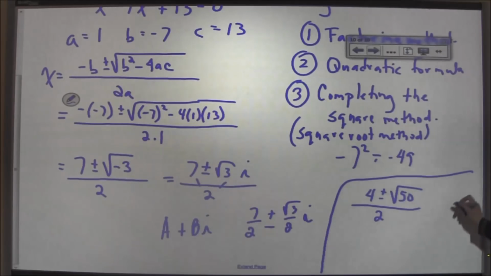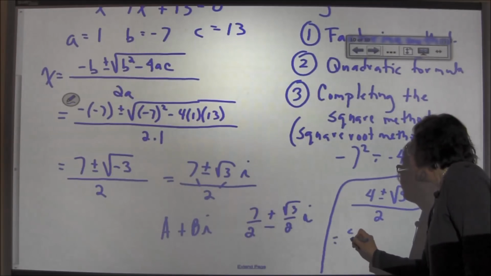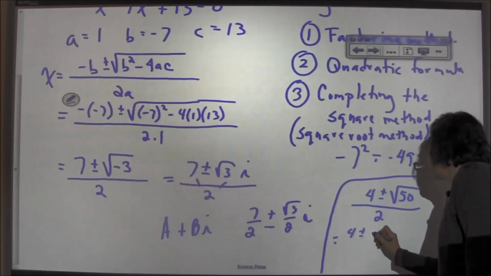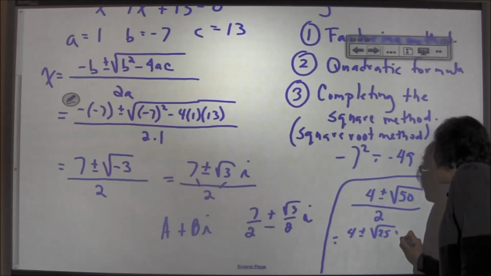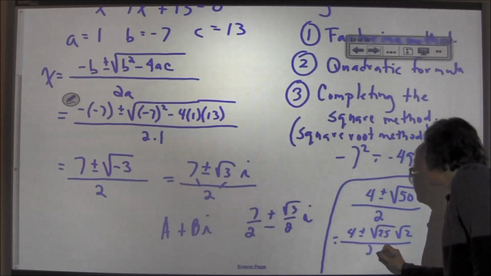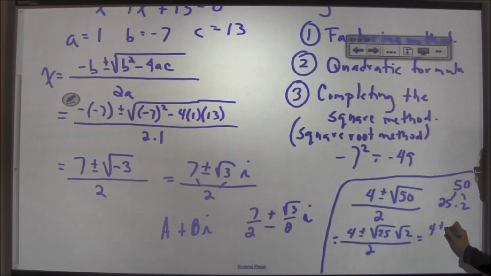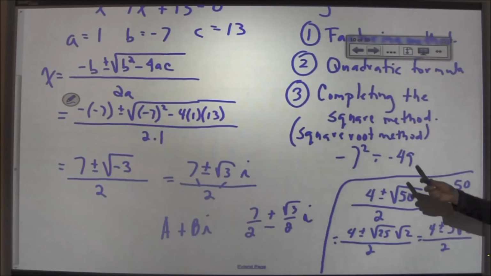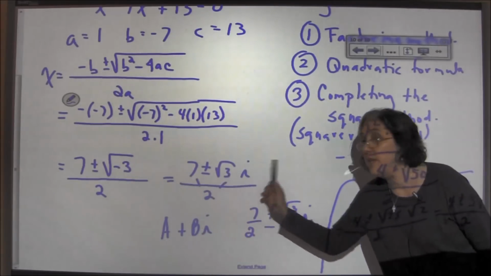50 is 25 times 2, right? You factor out the perfect square factor. And so this would be 4 plus or minus square root of 25 square root of 2 over 2, which is 4 plus or minus 5 square root of 2 over 2. Now, resist the urge to cancel there because it doesn't cancel here. So if you always separate it the way I did here, then you won't go wrong.